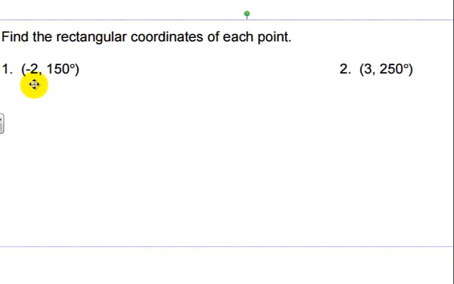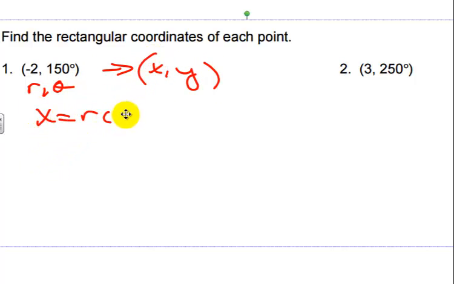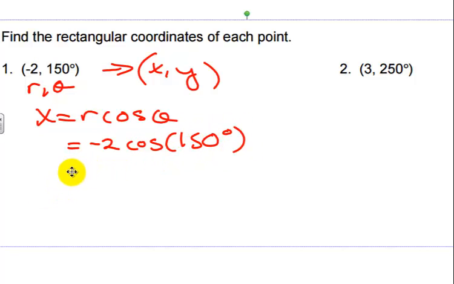The first one, we're given r and theta, so that means we're going to go towards x and y. So we're going to use our equation, x is equal to r cosine theta. We'll sub in what we know, -2 cosine of 150 degrees, and then you're really just going to go to your calculator. Make sure your mode is in degrees because you're entering degrees. -2 cosine of 150 is 1.73.